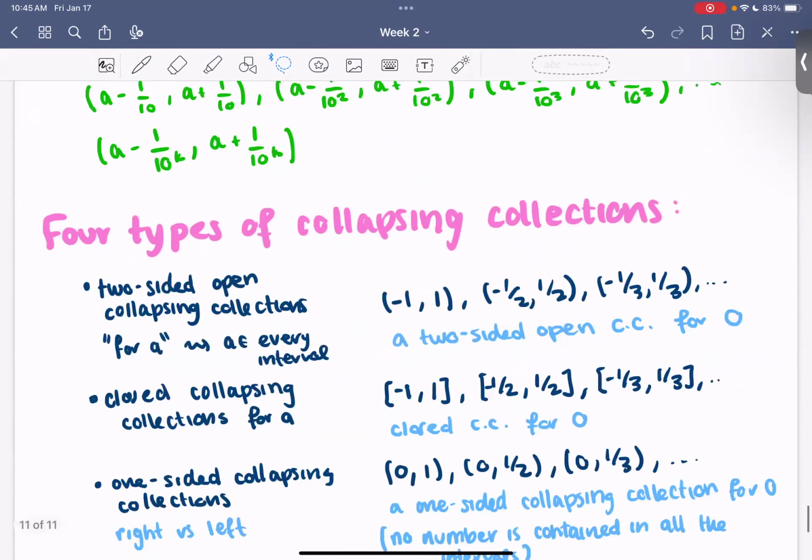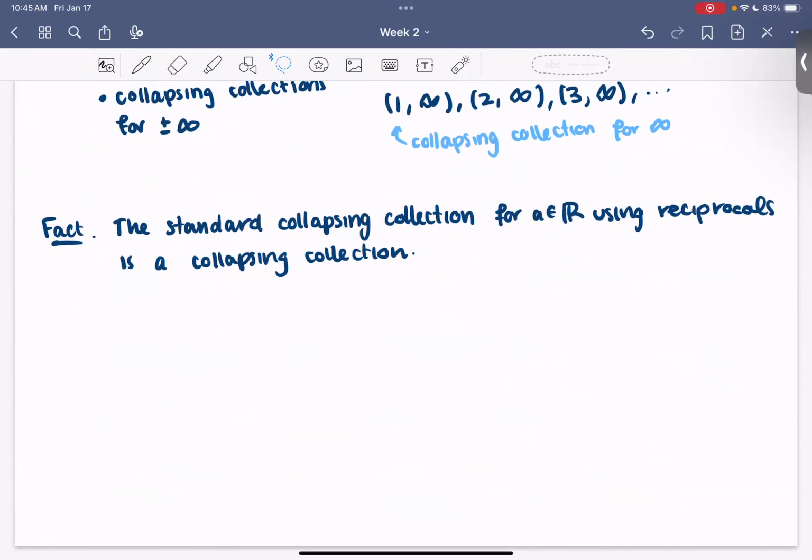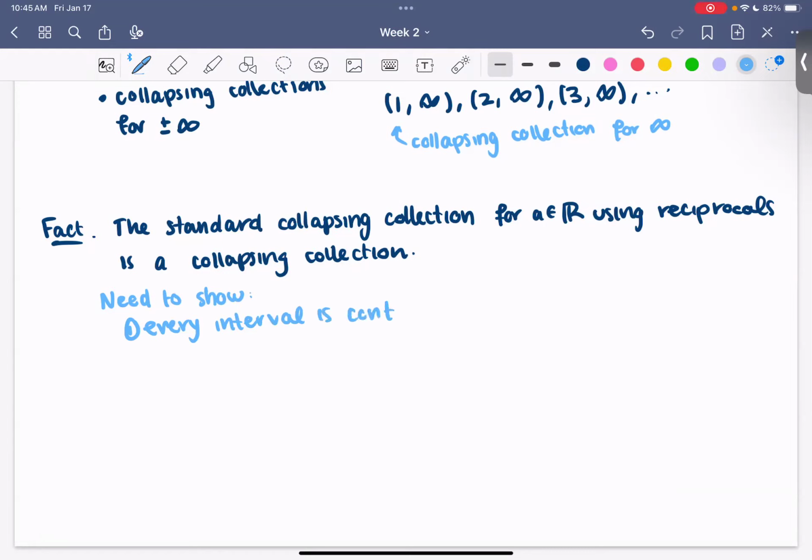Okay, so what we need to show, I'm just going to keep a tally of this. We need to show the two properties. So first, every interval is contained in the previous one. And the second is that there's at most one number in every interval.